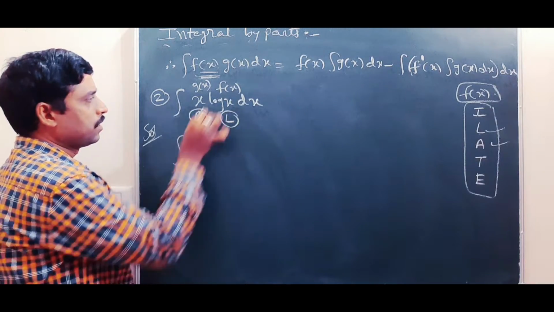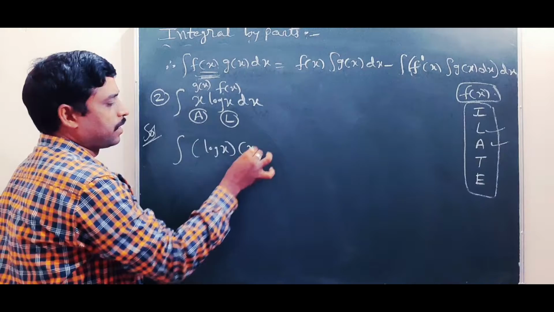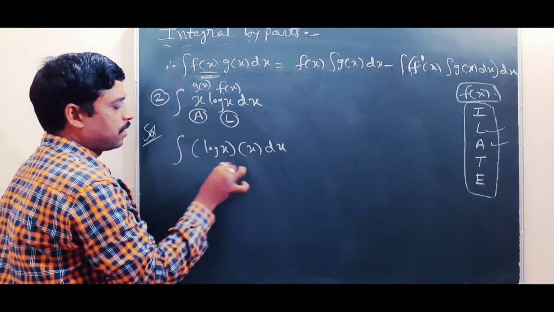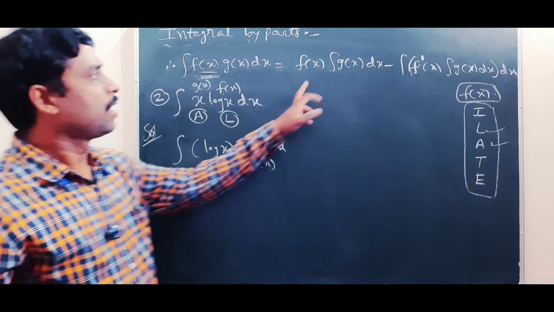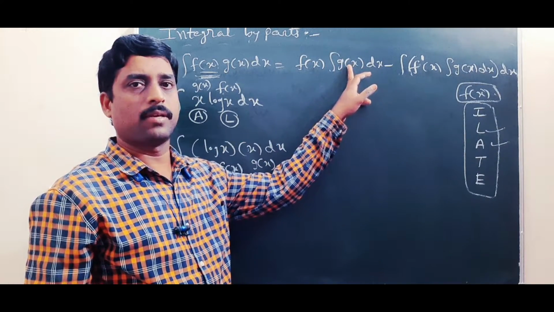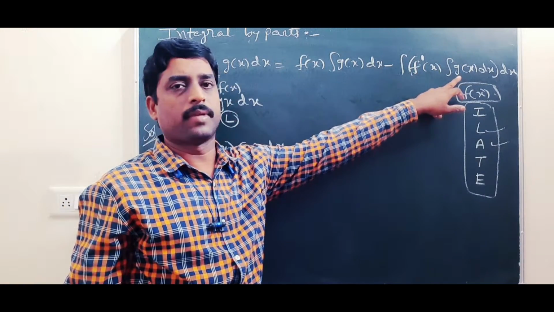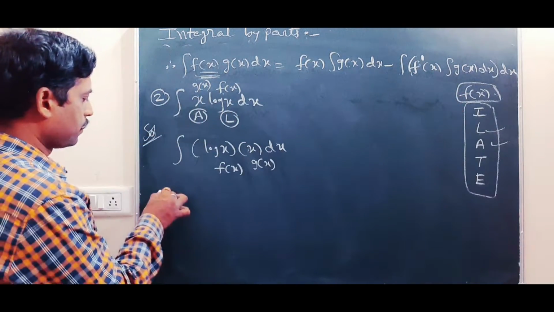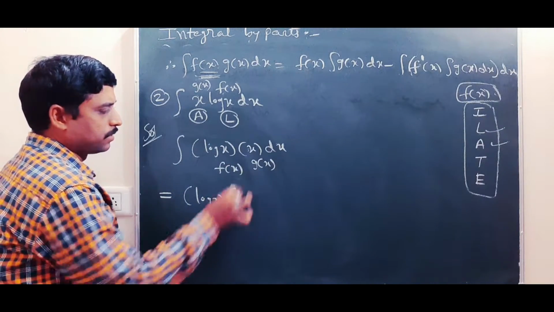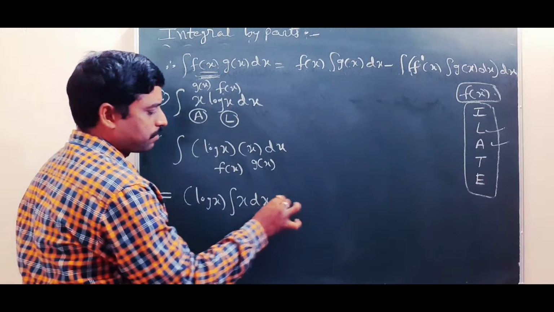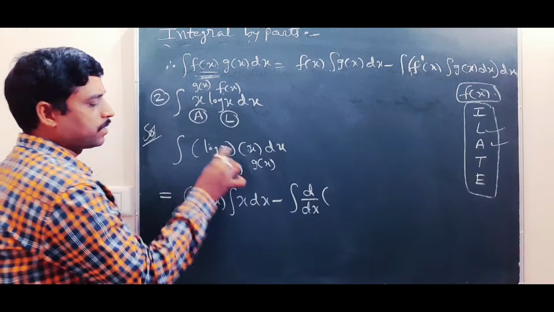Write in the correct order. First write f of x, log x, into x dx, where f of x is log x and g of x is x. What is the formula? F of x into the integration of g of x, minus the integral of the derivative of the first function into the integration of the second function. So where f of x is placed we write log x, where g of x is placed we write x dx, minus the differentiation of f of x, the differentiation of log x.